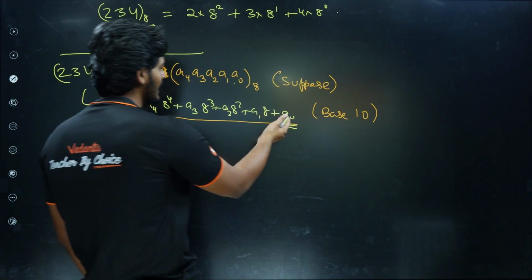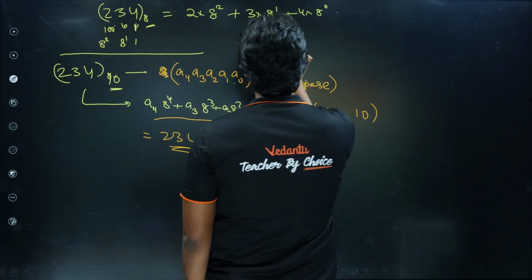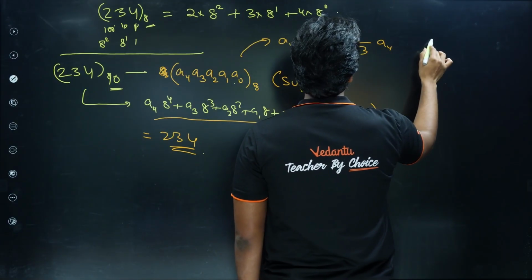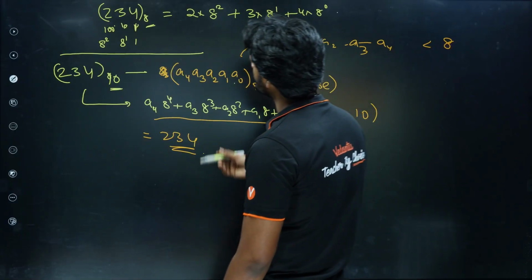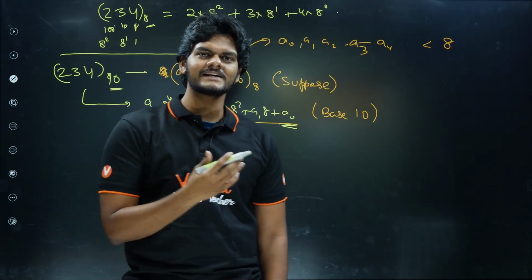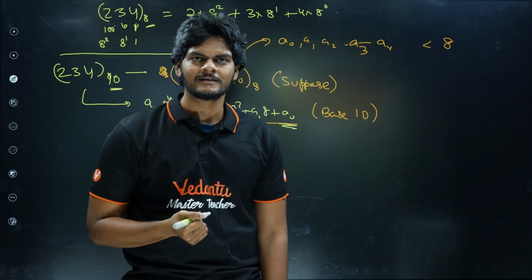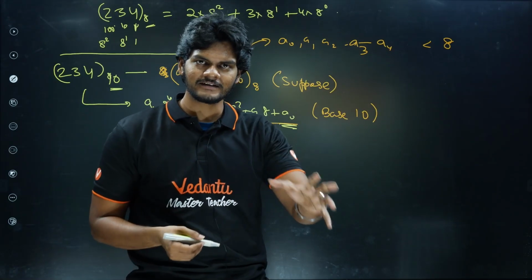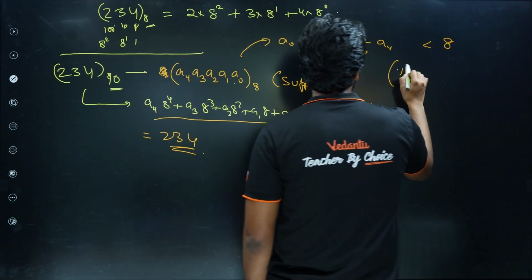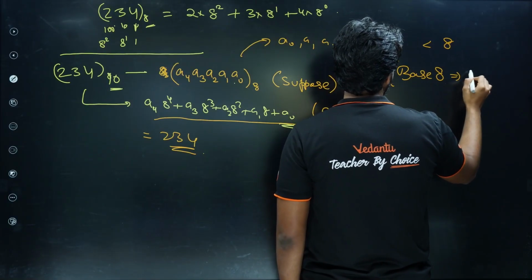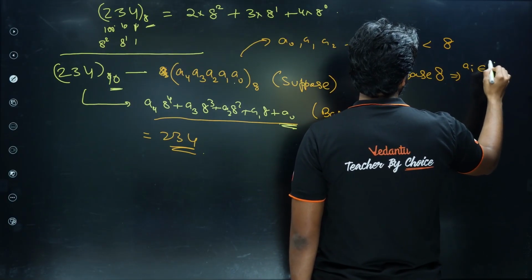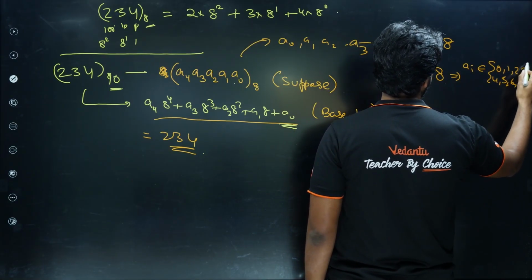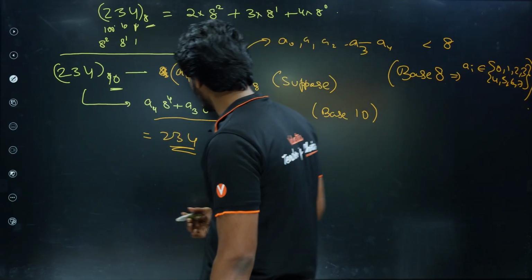So how do I find a0? Now I want you to note that all these a0, a1, a2 till a4 are all strictly less than 8, because when we are doing base 8, we cannot use the digits 8, 9, 10. So we have to only use digits 0, 1, 2 till 7, right? So since we are doing base 8, ai should be in the set 0, 1, 2, 3, 4, 5, 6, 7, right? So that is easy.